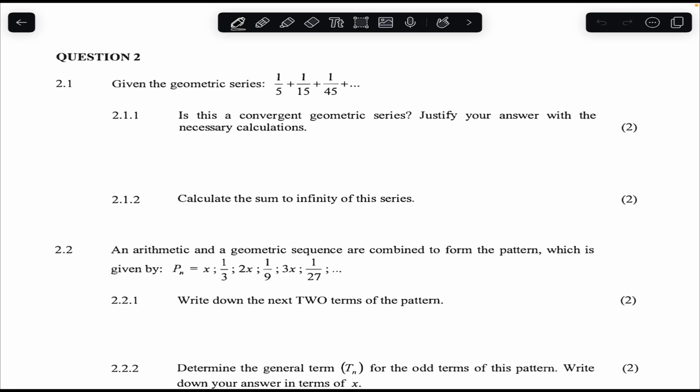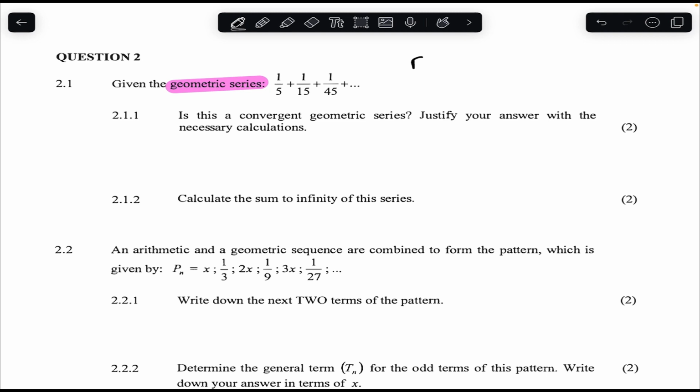You can see the first one that we are tackling here is going to be a geometric series. So for a geometric series, there's a few things that we need to consider. We are going to work with a constant ratio, and then we are also going to work with an a value, which is my first term in this case. But let's quickly have a look.